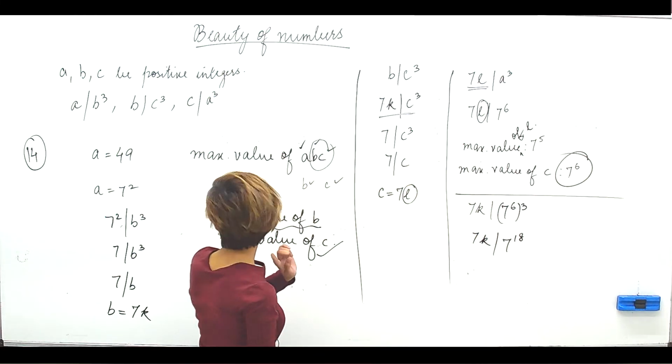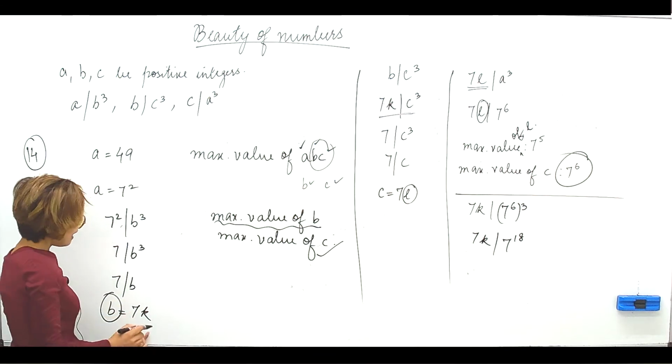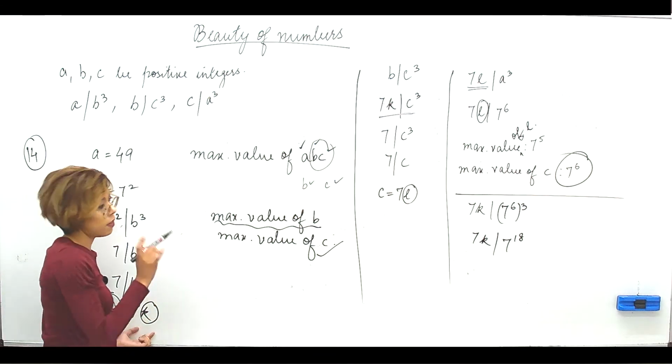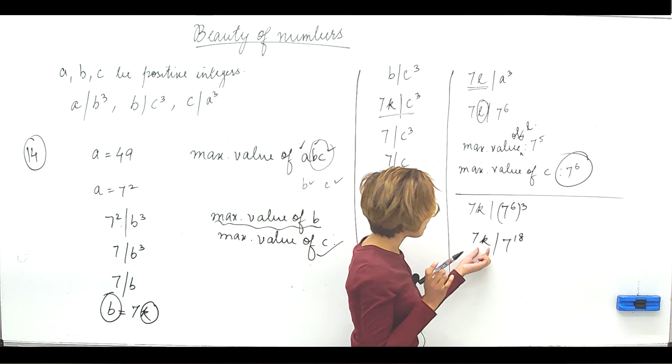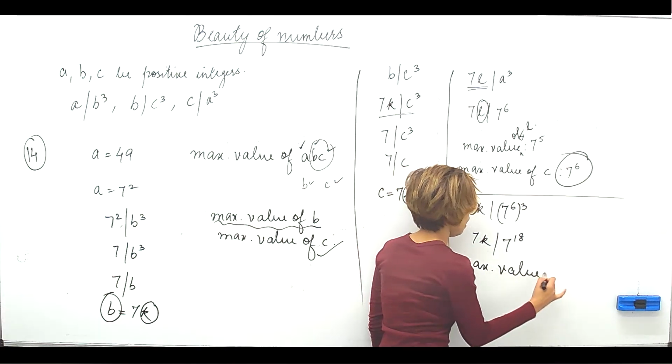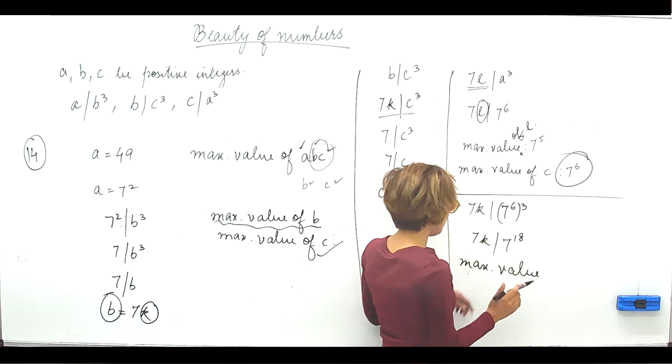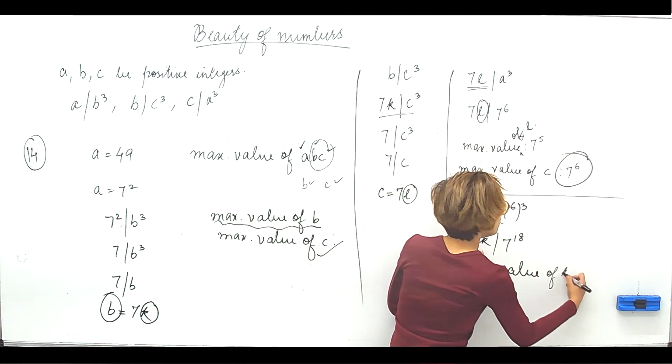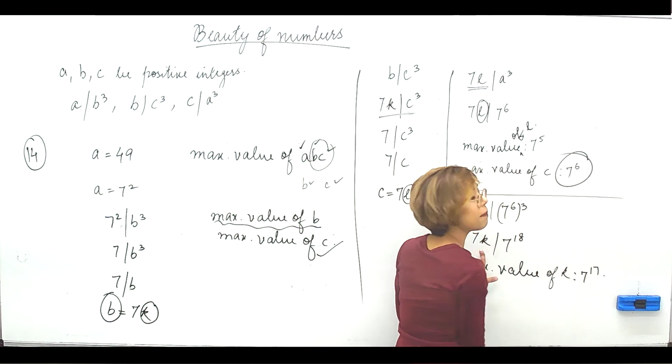I want the maximum value of B, right? So can I take the maximum value of k first? Let's take the maximum value of k. Now can you tell me the maximum value of k over here? Come on, just look at it. I want this to be maximum. So I can take the maximum value of k to be 7 raised to power 17.